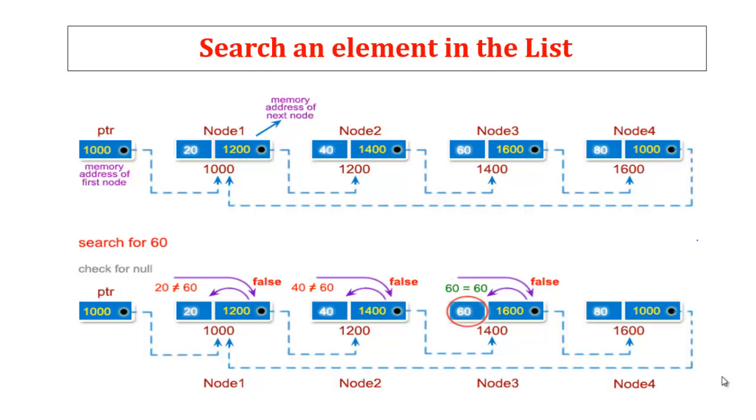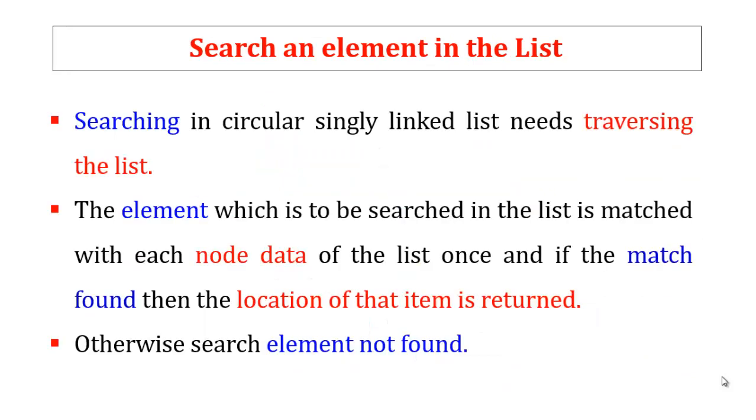Okay, so I understand. This is a stepwise procedure. First, searching in a circular singly linked list needs traversal of the list. Traversal means visiting each and every node present in the circular singly linked list. Take an example: if you have 10 nodes, it will search the first node, second node, third and fourth, and so on in sequential order.